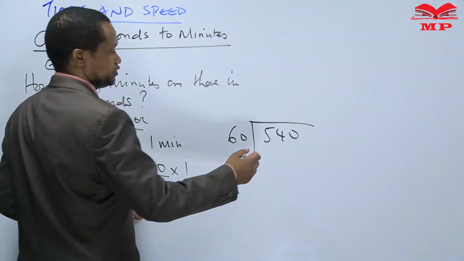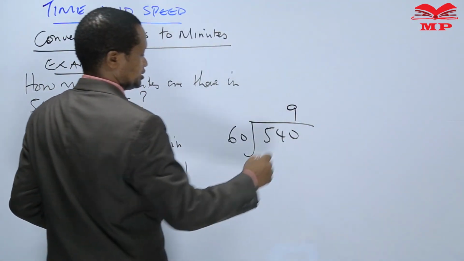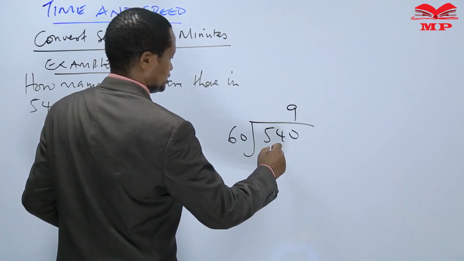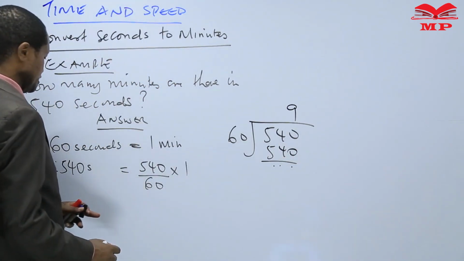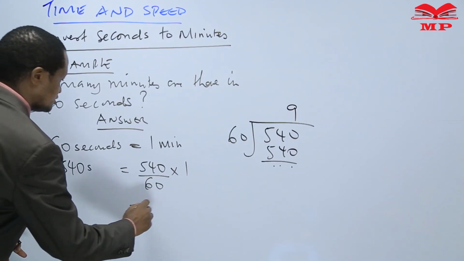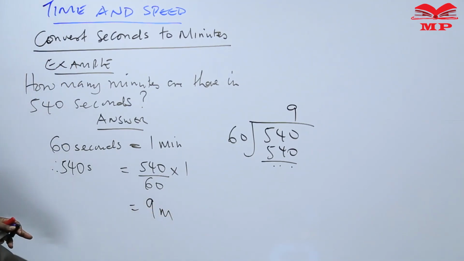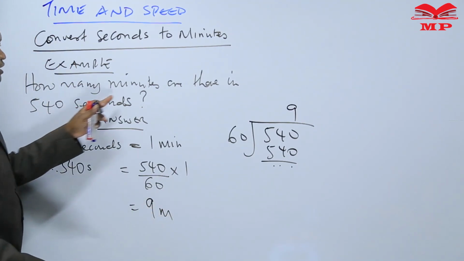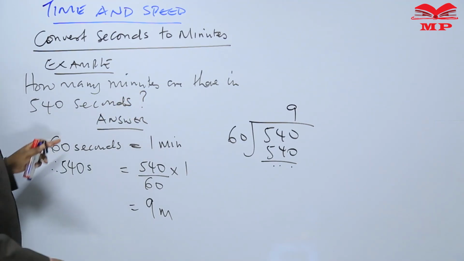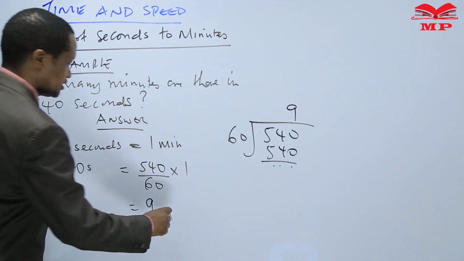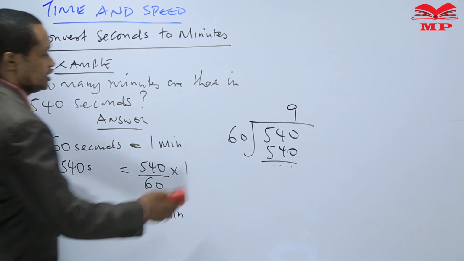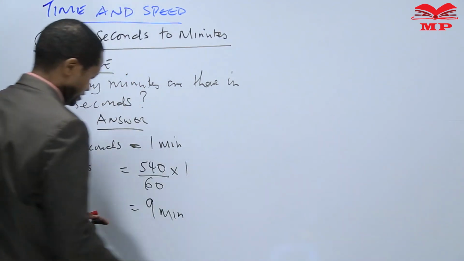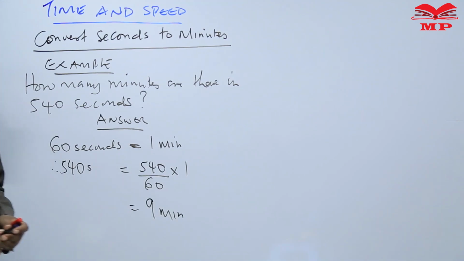60 goes into 540 9 times. So the answer is 9. So there are 9 minutes. How many minutes are there in 540 seconds? There are 9 minutes in 540 seconds. That is example number 1.